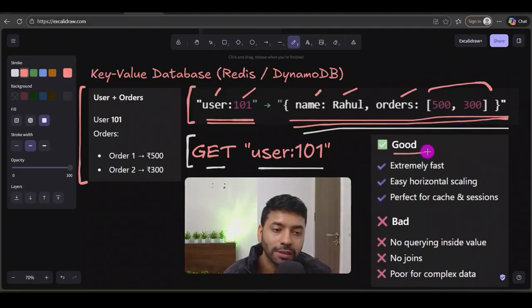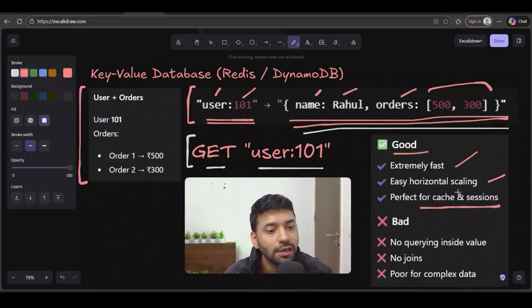First, talking about the good things, the key value database is extremely fast. Basically your query is just using the key, you pass the key, you get the value. It is very fast. Then because it's a NoSQL database, there is easy horizontal scaling. So horizontal scaling was a con in SQL, but it is totally fine in this key value database. And key value database is perfect for cache and sessions, because there you can keep the data in key value format and it will be very quick. Okay, so these are the good things of key value database.